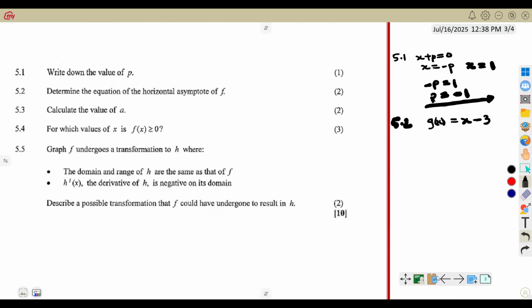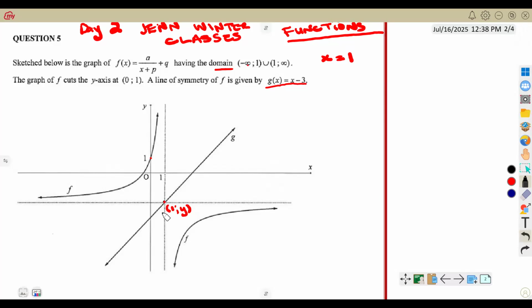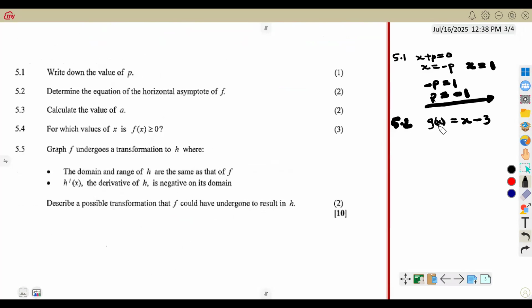We agreed that the point of intersection of the asymptotes is lying on this particular line. So we substitute that point (1, y) into the function g. Where there is g, we put y, and where there is x, we put 1 minus 3. So eventually our y is equal to negative 2, and this gives us the equation of our horizontal asymptote.